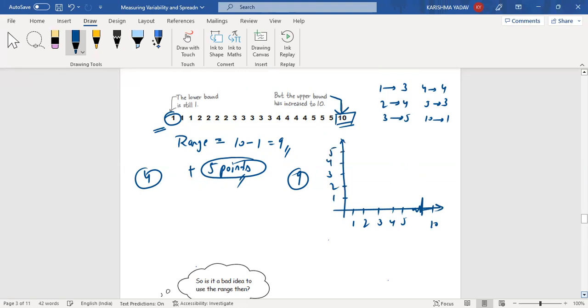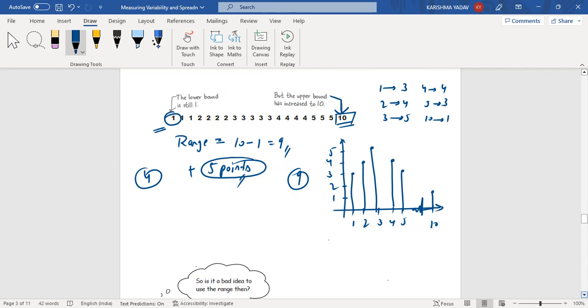Now 1 has a frequency of 3, it would be here. 2 has a frequency of 4, it would be here. 3 has a frequency of 5, it would be here. 4 has a frequency of 4, 5 has a frequency of 3, and 10 has a frequency of 1. Now look at the graph of this one. Without the outlier, the two sets of data would be identical.